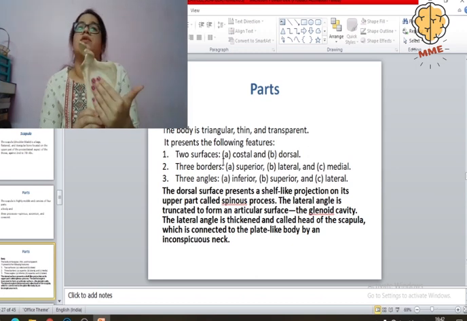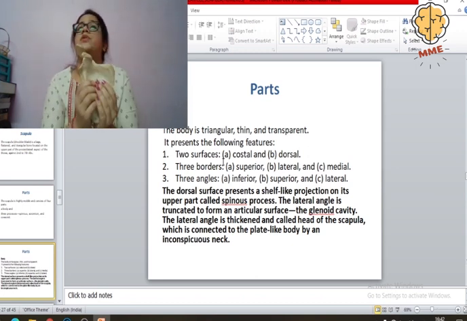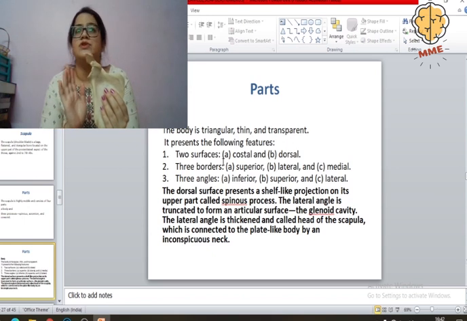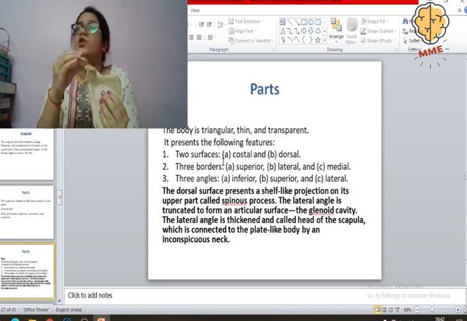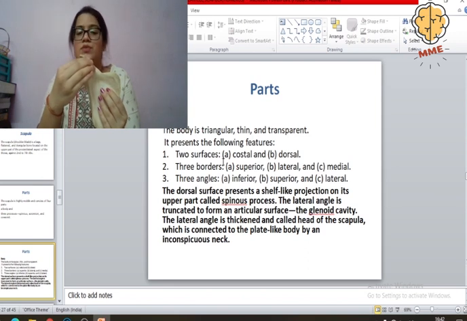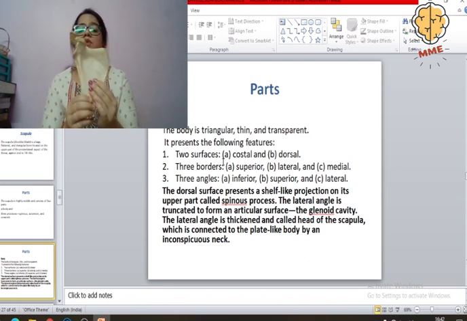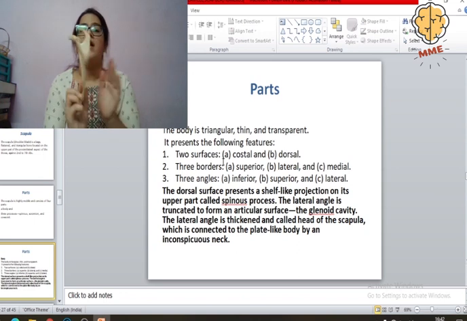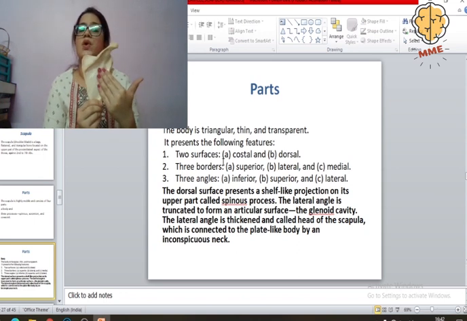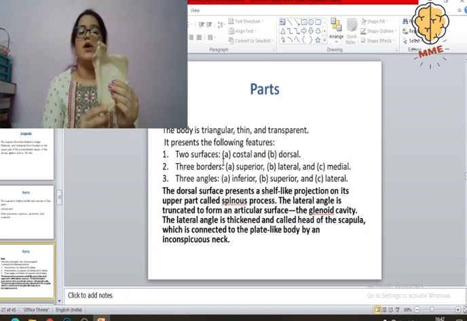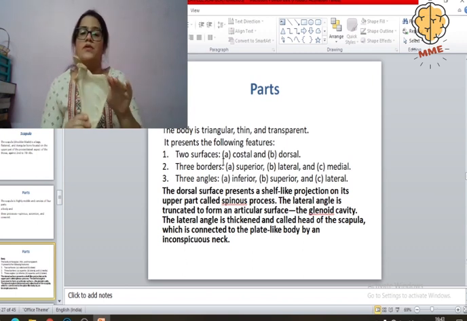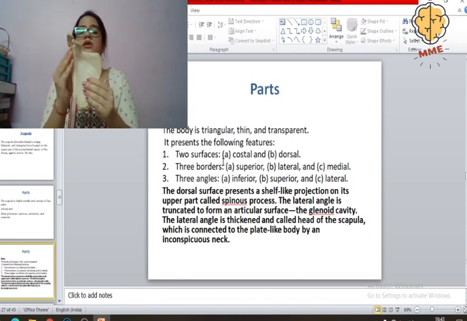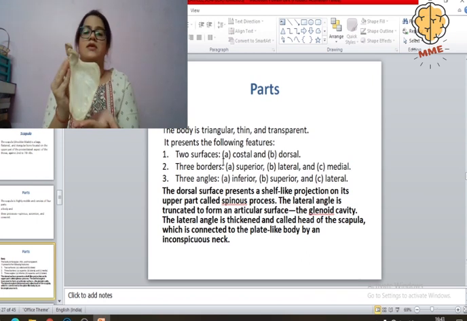Now let's talk about the body proper. We are just talking about the body. Remember, I'll not be mentioning any of the processes. I won't mention the spinous process, the acromion process or the coracoid process. I'll be just talking about the body. So the body has two surfaces, costal and dorsal. It has three borders: lateral border, medial border, superior border. Now it has three angles: lateral angle, superior angle, and inferior angle.